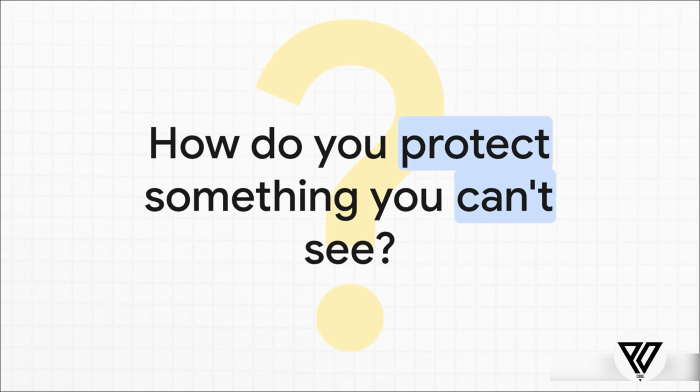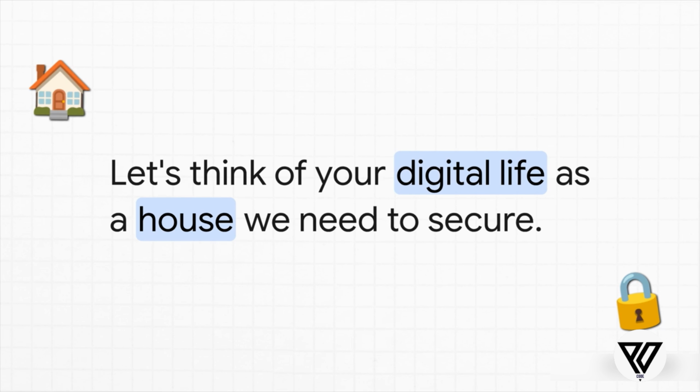Well, the key is to ground all these ideas in an analogy that we can all get our heads around instantly. So, for this whole explainer, let's just agree to think of your entire digital life, all your data, every account, all your devices, as one big house. And our job? It's to make that house secure. This digital house idea is going to be our guide to making every single one of these concepts totally clear.